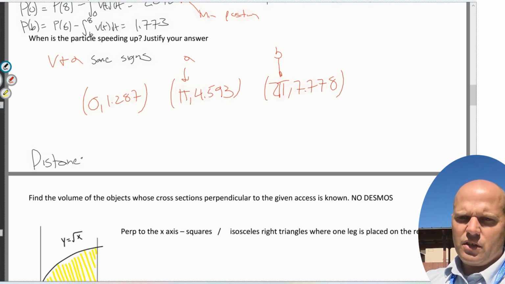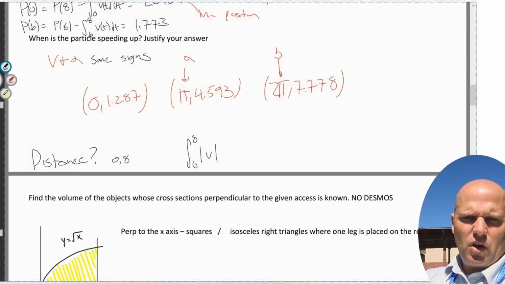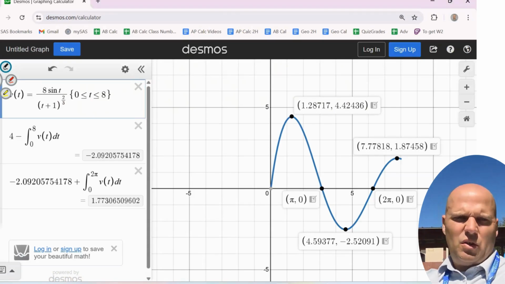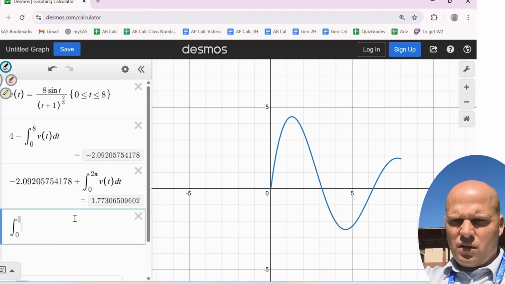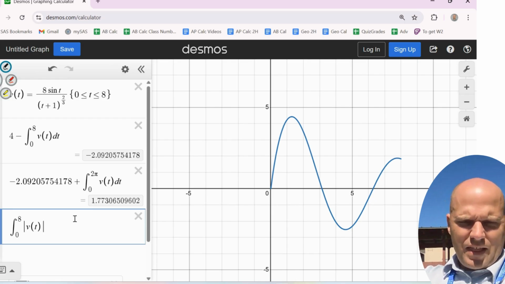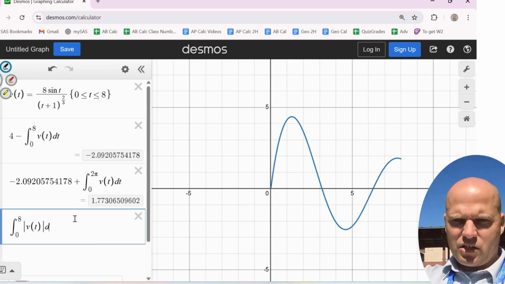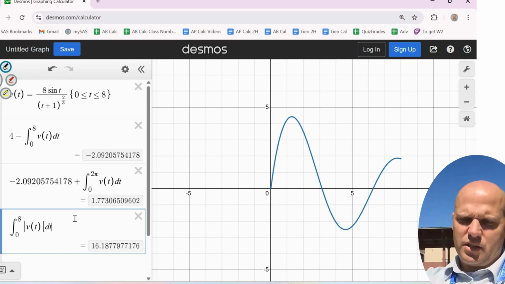What is the distance traveled from 0 to 8? Just remember, you want to accumulate all of your speeds, so all of these accumulations as positives. You can go shift and then the backslash. Shift backslash, that works. 16.187.